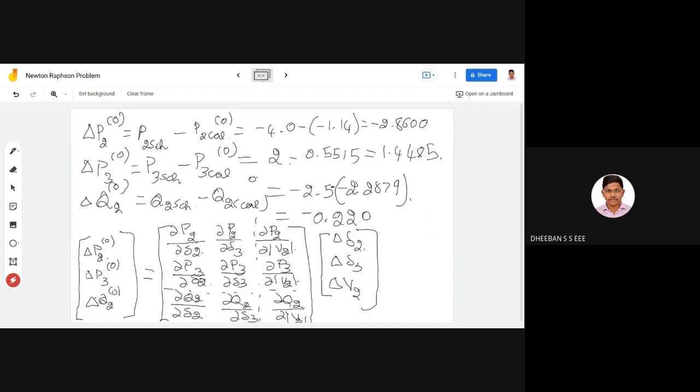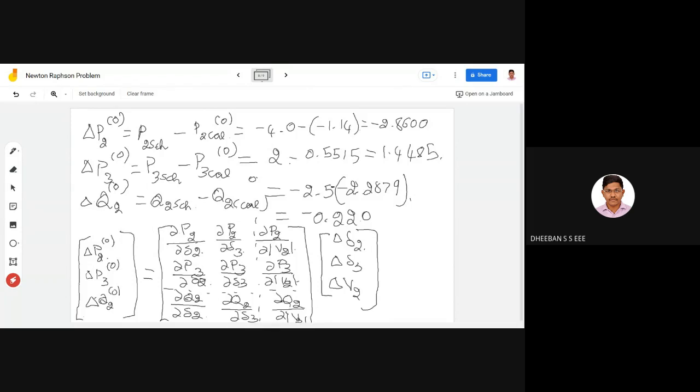Okay, so mostly in this pattern they will be asking. But from the exam point of view, they will be asking up to your algorithm and flowchart of your Newton-Raphson. They won't be going further with respect to the problem.